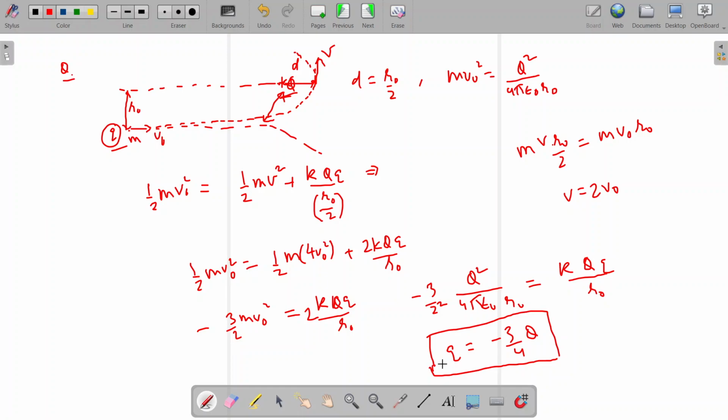So if we had not even thought of the figure and directly done the question on the basis of conservation of energy, we would have got the answer.